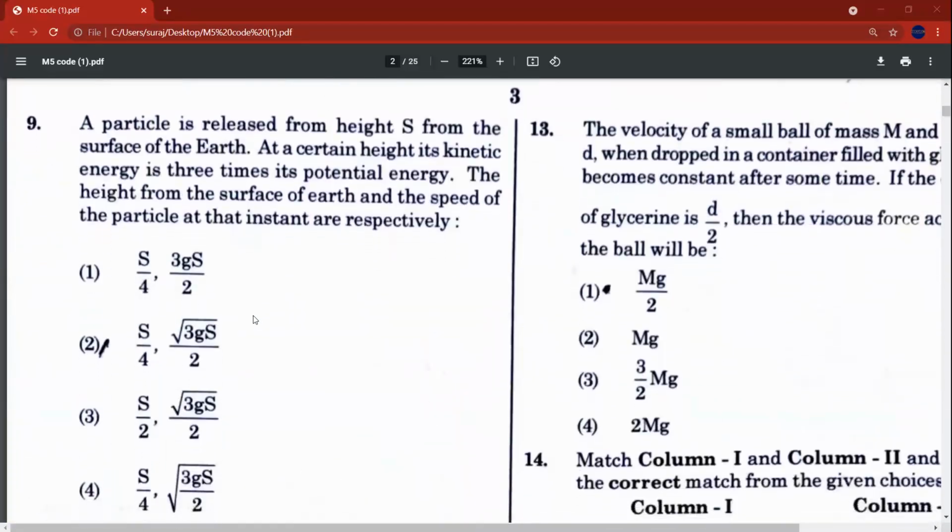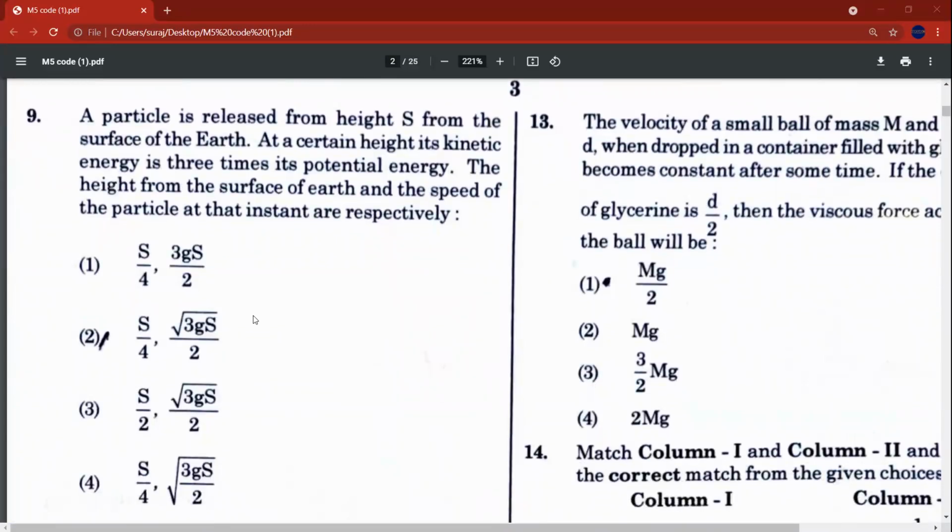A particle is released from height s of the surface of the earth. At a certain height, its kinetic energy is 3 times its potential energy.